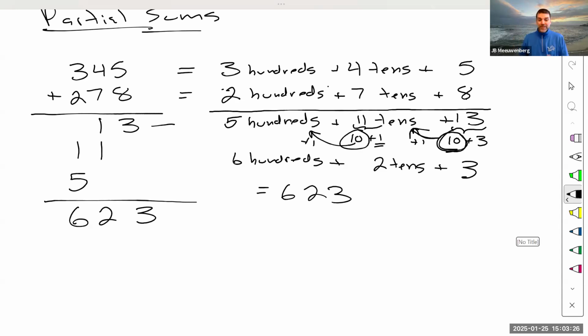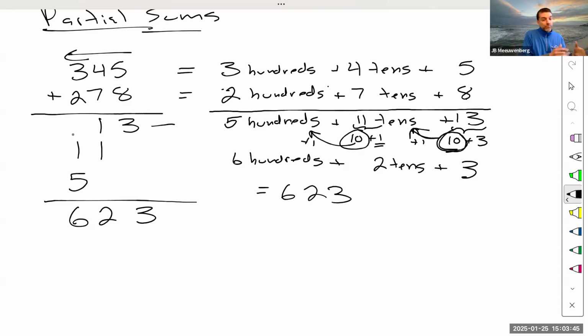Now, typically, I know the way I was taught was you always added this way, right? You'd add these and then these and then these. That's how I was taught. I think that's a lot of students are taught. But there's no reason you have to do it like that.